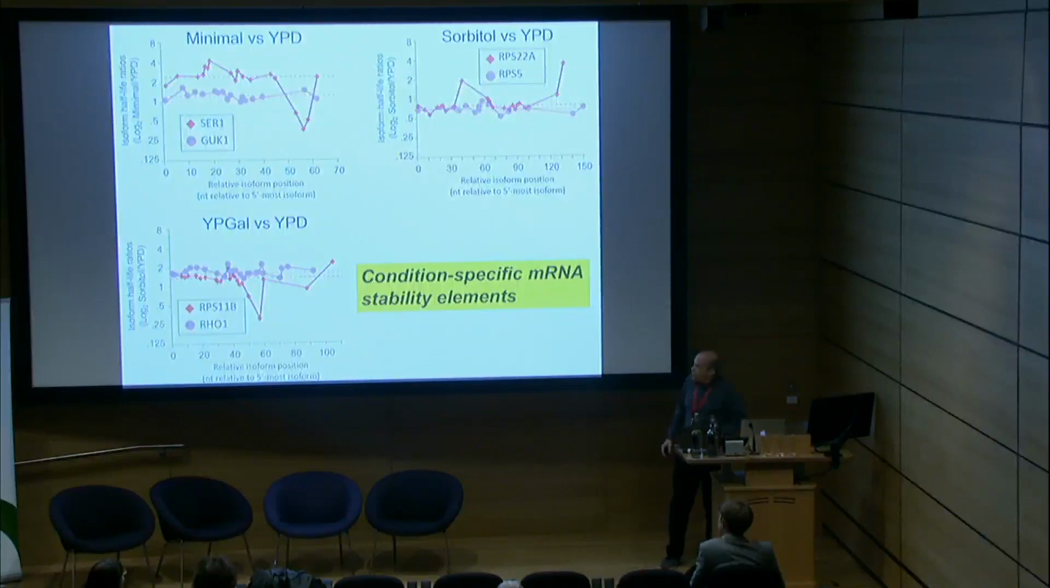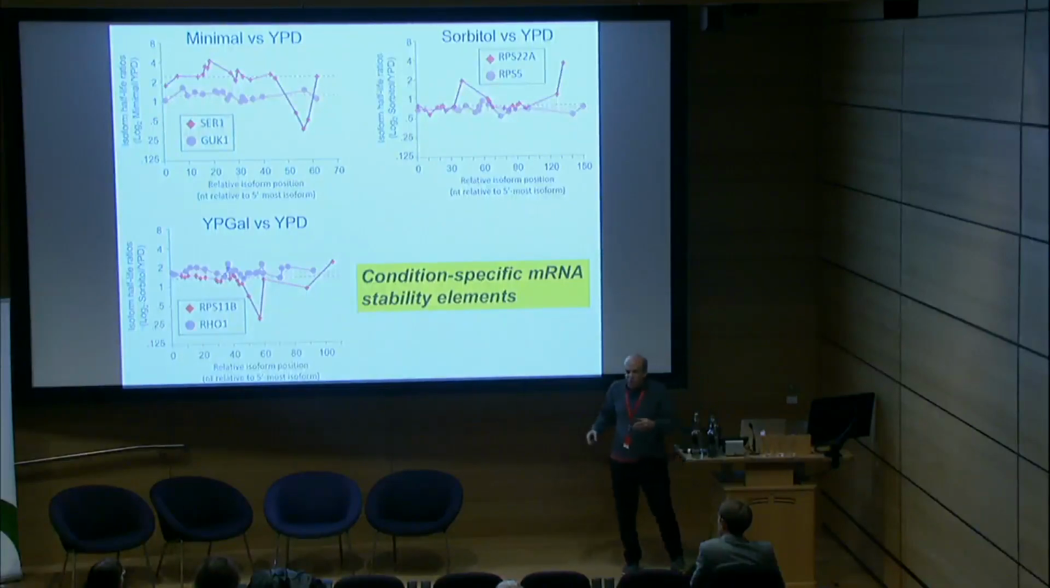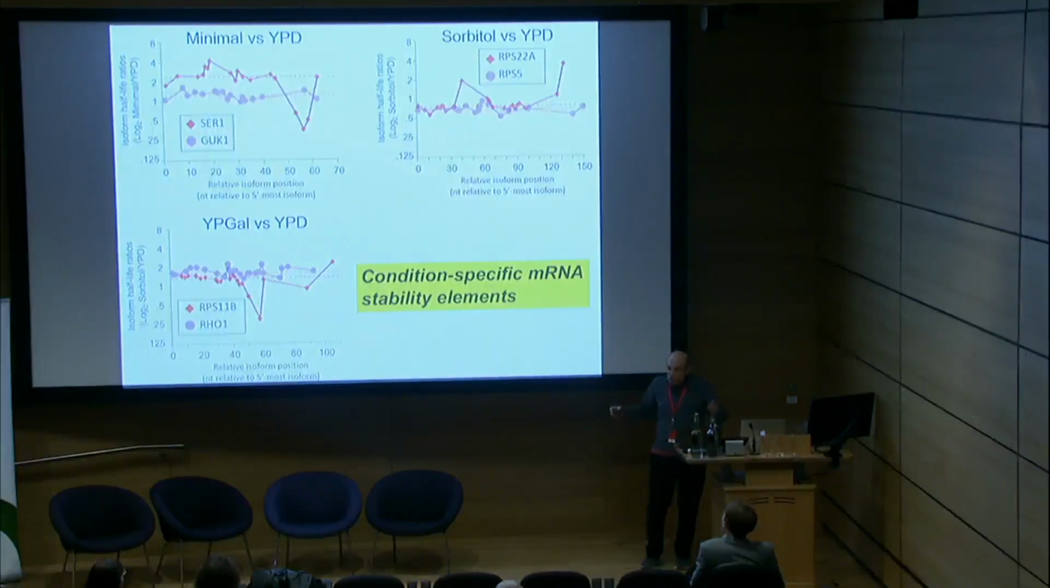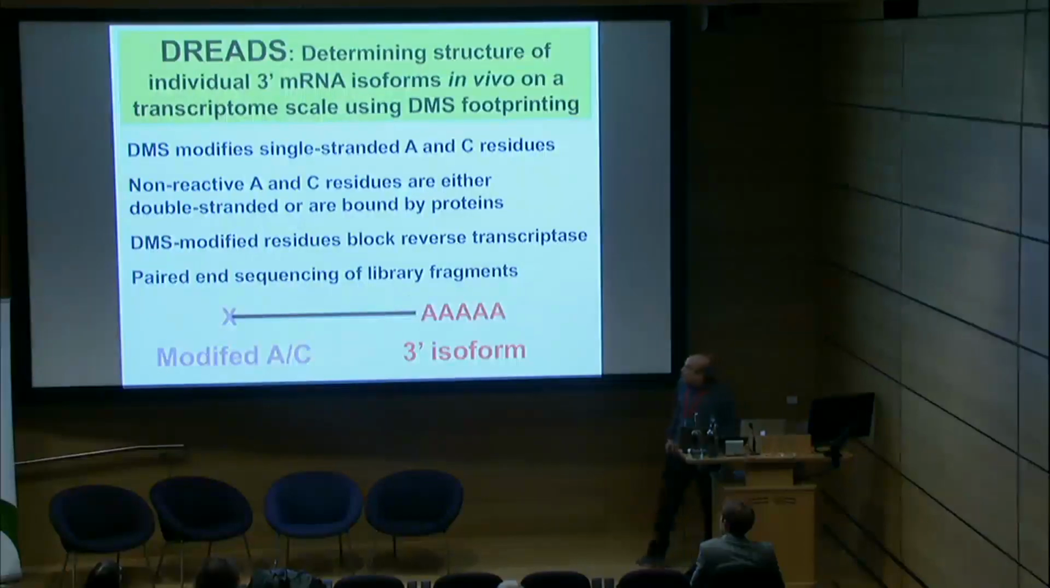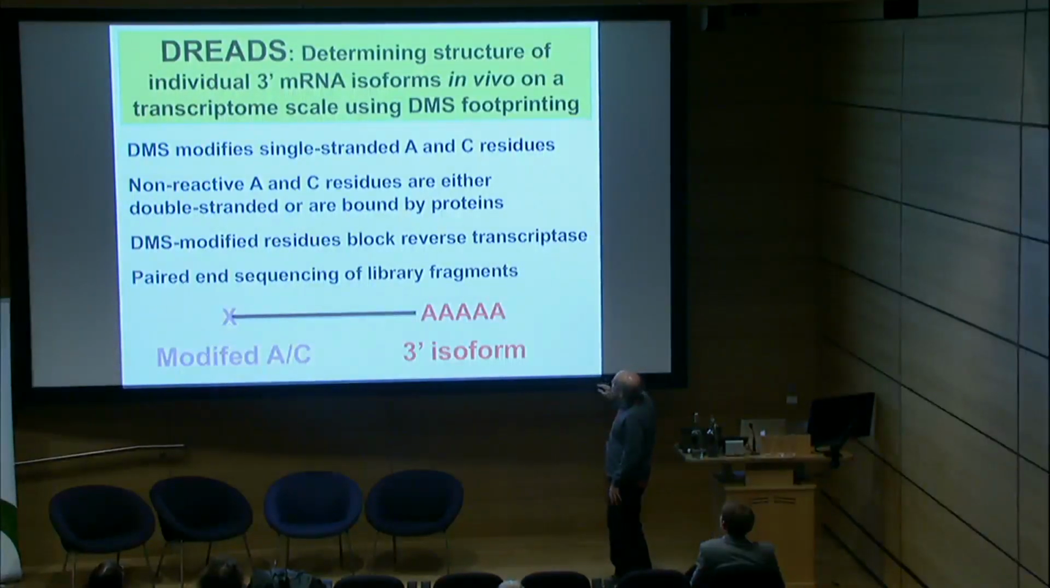So I'm going to switch gears a little bit. I've told you a lot about the poly-A tail. I've talked about a lot of structure, but I haven't shown you any structural anything yet. Okay, so we decided we really needed to study the RNA structures of these isoforms, not just all this genetic stuff, even though I like genetic stuff better. So we invented a new technique. We call it DREADS, for determining the structure of individual 3' isoforms in vivo on a transcriptome scale.